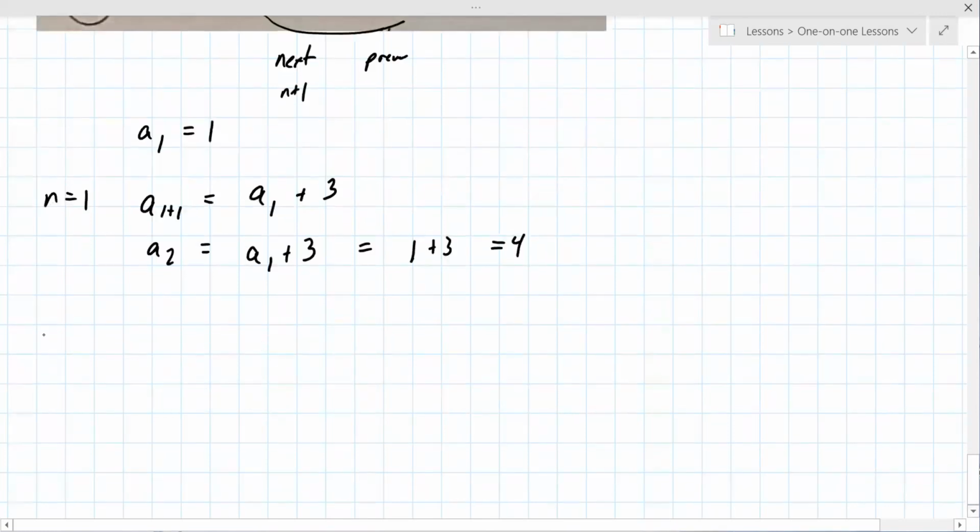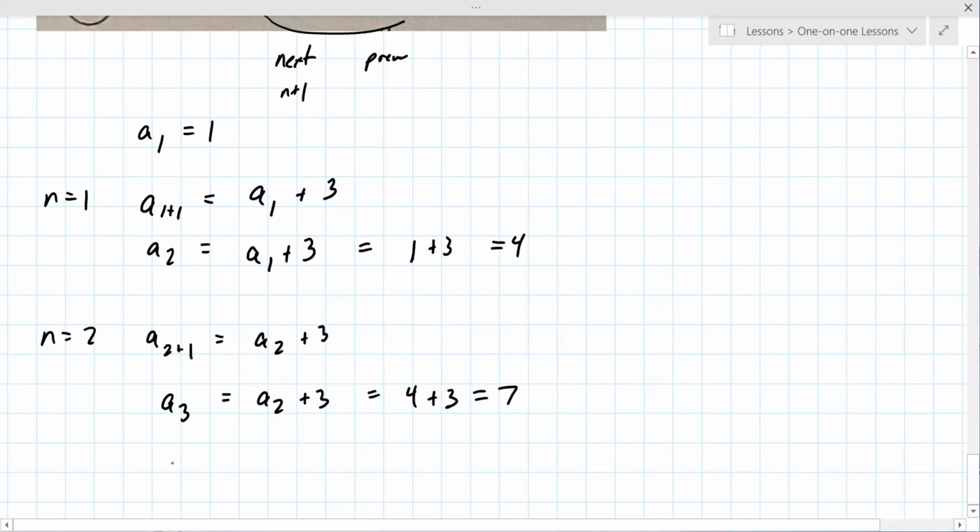Now when n is 2, it becomes a sub 2 plus 1 equals a sub 2 plus 3. A sub 3 equals a sub 2 plus 3. So we're starting to see a pattern. It's the previous number plus 3. So that's 4 plus 3, which is 7.